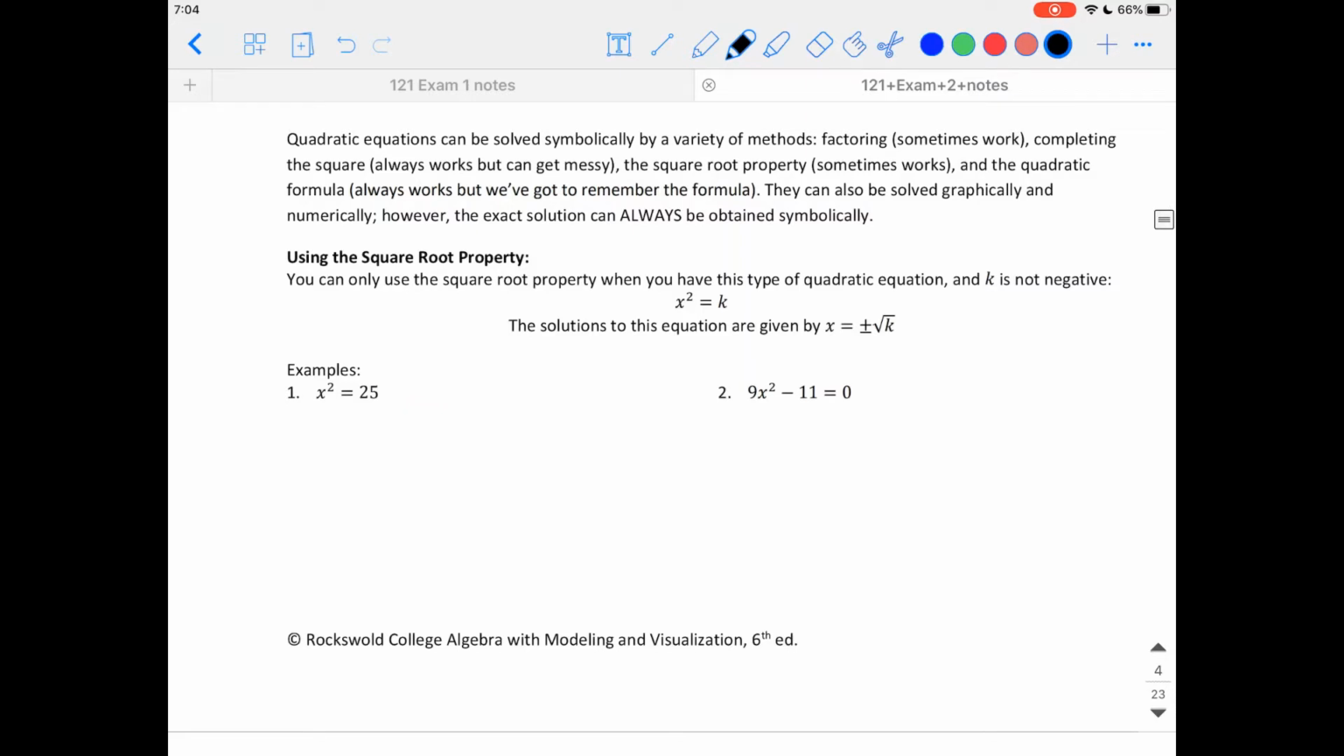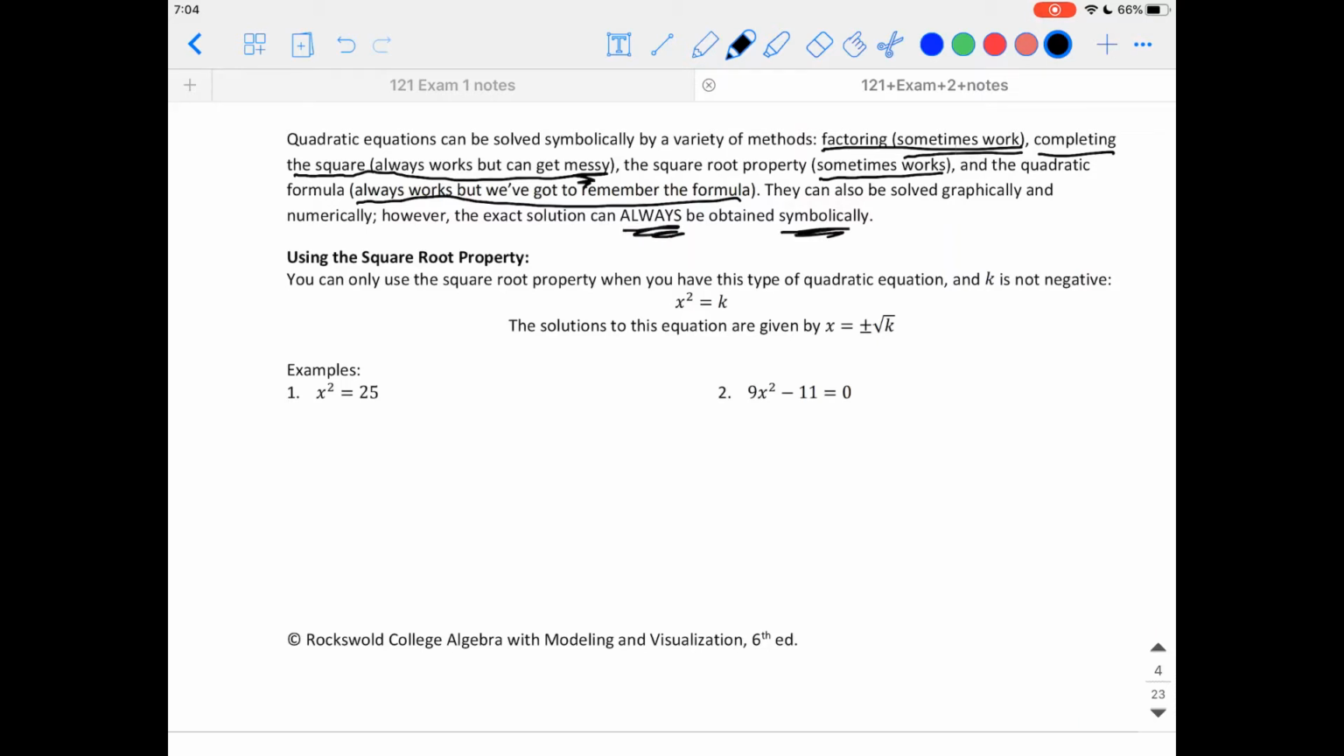So quadratic equations can be solved symbolically by a variety of methods. Factoring is the quickest, but unfortunately it only sometimes works. Completing the square always works, but it can get messy. The square root property only sometimes works, and the quadratic formula always works, but we've got to remember the formula. They can also be solved graphically and numerically. However, the exact solution can always be obtained symbolically.